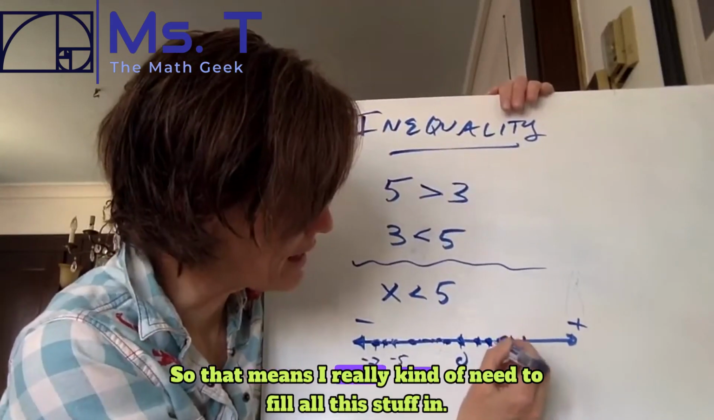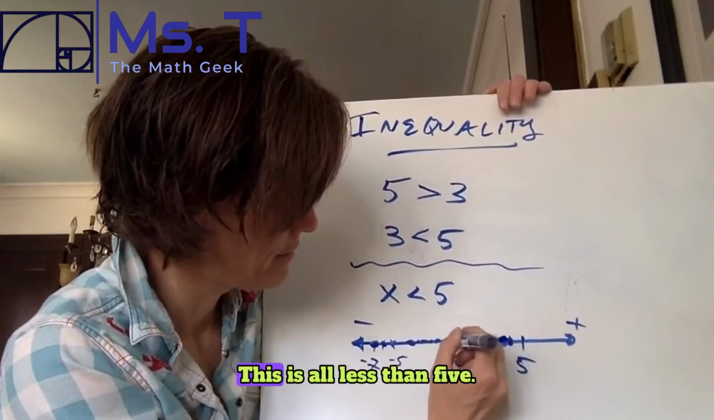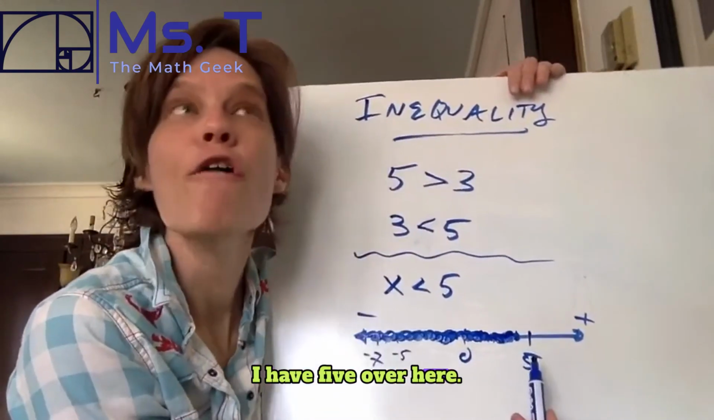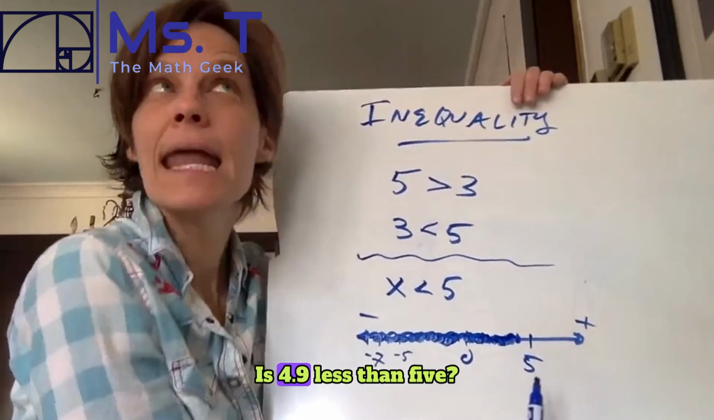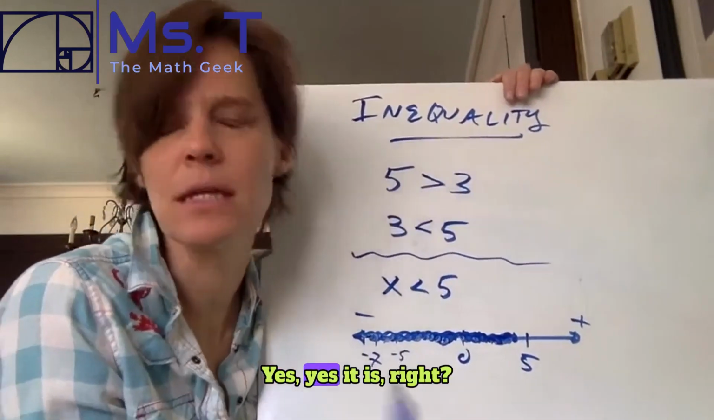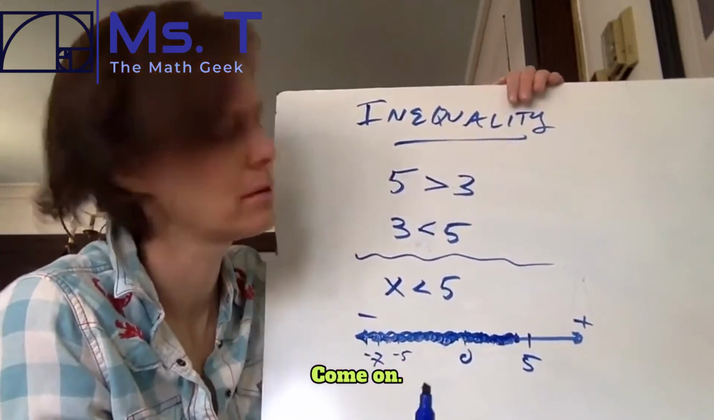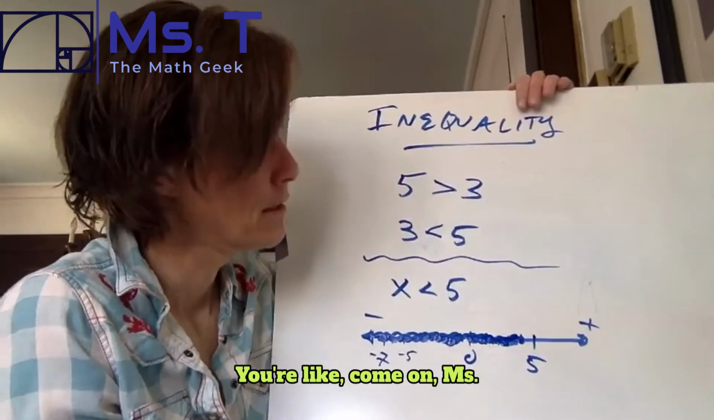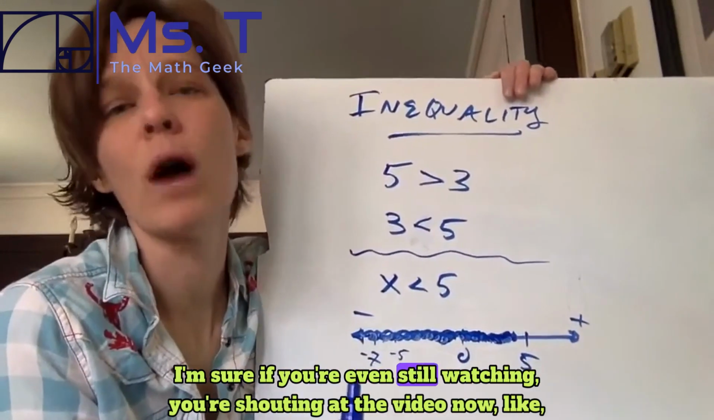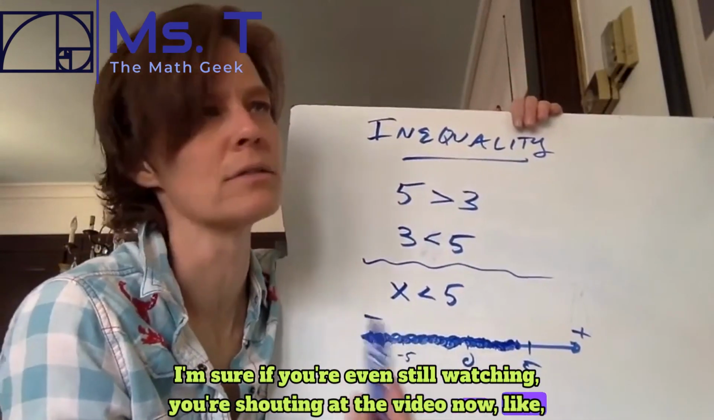So that means I really kind of need to fill all this stuff in. This is all less than 5. How would I make that picture? I have 5 over here. Is 4.9 less than 5? Yes, it is. Right? Come on. You're like, come on, Miss Becca. So how do we represent this? Okay? I'm sure if you're even still watching, you're shouting at the video now of like, this is so dumb.